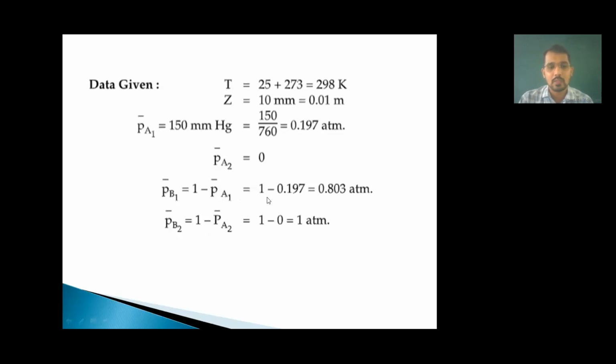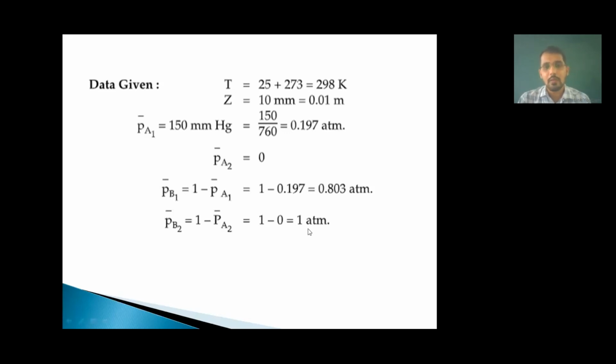So calculate, just put here 1 minus PA1 bar, which is nothing but 0.197. You will get PB1 bar is equal to 0.803 atm. Similarly, calculate for PB2 bar. 1 minus PA2 bar is equal to 1 minus 0, because this is the stagnant film. Component 2 is stagnant film. That's why the partial pressure for dry air, that's stagnant film air, is equal to 0. So PB2 bar is equal to 1 atm. You can see here.